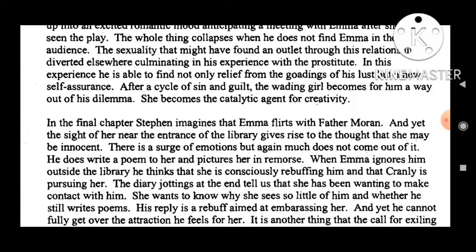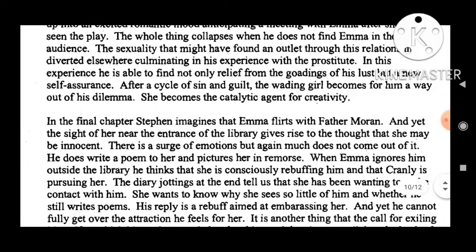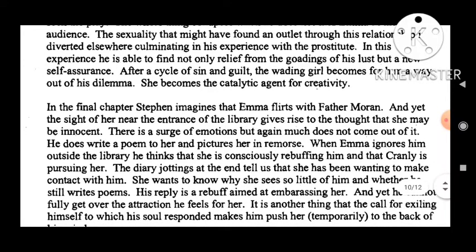In this experience, he is able to find not only relief from the goadings of his lust, but a new self-assurance. So from this relationship, or experience, Stephen finds relief from the goadings of his lust, and a new self-assurance.